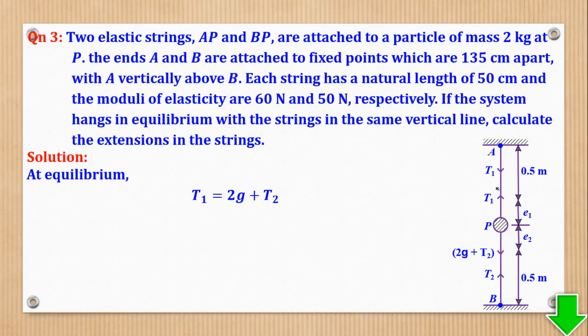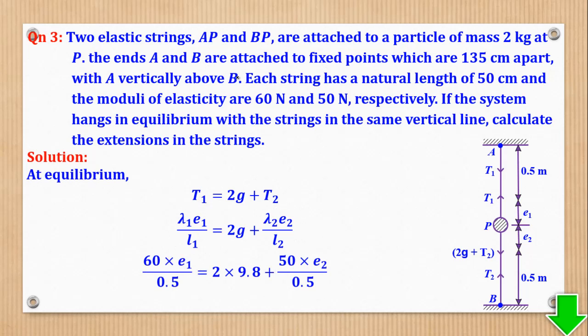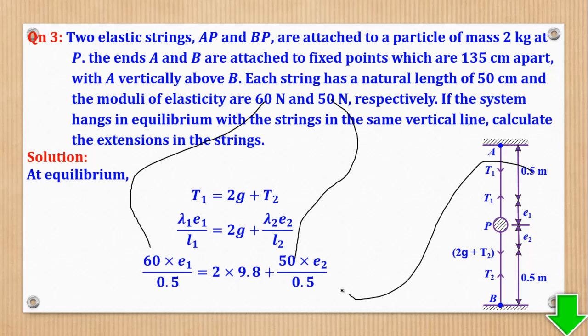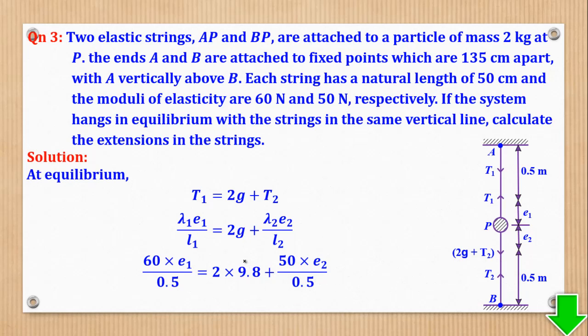upward forces are equal to downward forces. So come and use these forces. You substitute for T1 and T2: lambda 1 e1 over L1, lambda 2 e2 over L2. Then we substitute. For the first one, lambda is this. For the second one, lambda is that. The original lengths are all 0.5. Then this is a constant. When I simplify, I'll come up with equation 1.